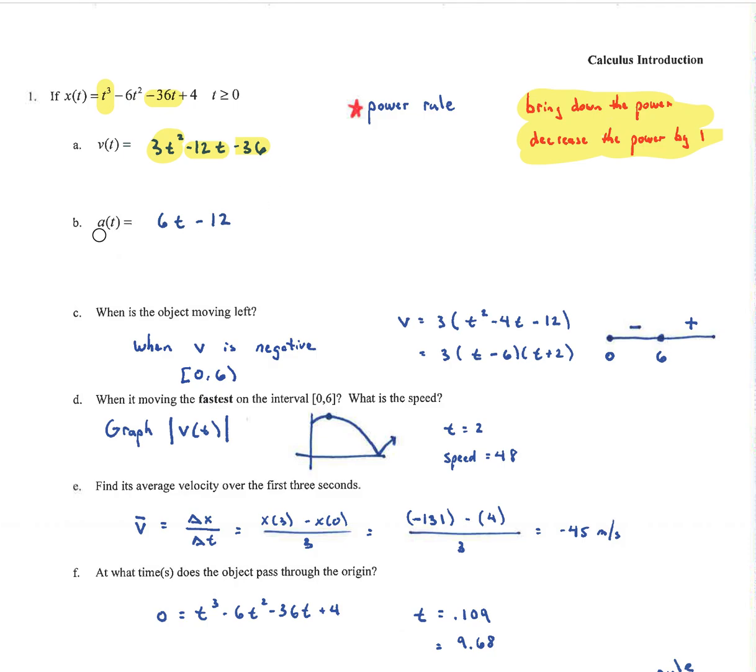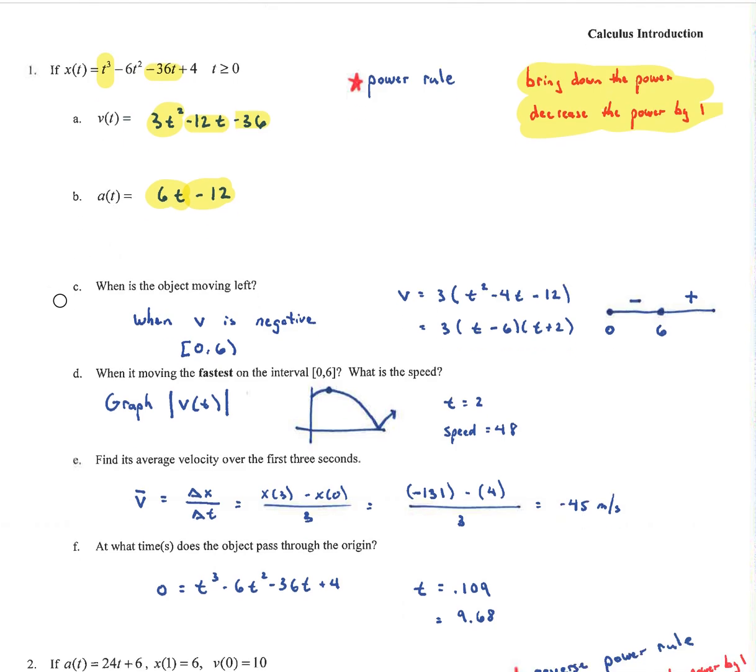And then if we want the acceleration, we know the definition of acceleration. Acceleration is the rate at which you change your velocity. So the derivative of velocity is acceleration. The derivative of 3t squared, again, follow the power rule, bring the power down, decrease the power by 1. The derivative of 3t squared is 6t. The derivative of negative 12t is negative 12. And now I have an equation for instantaneous velocity and instantaneous acceleration. All right, now we can answer some questions.